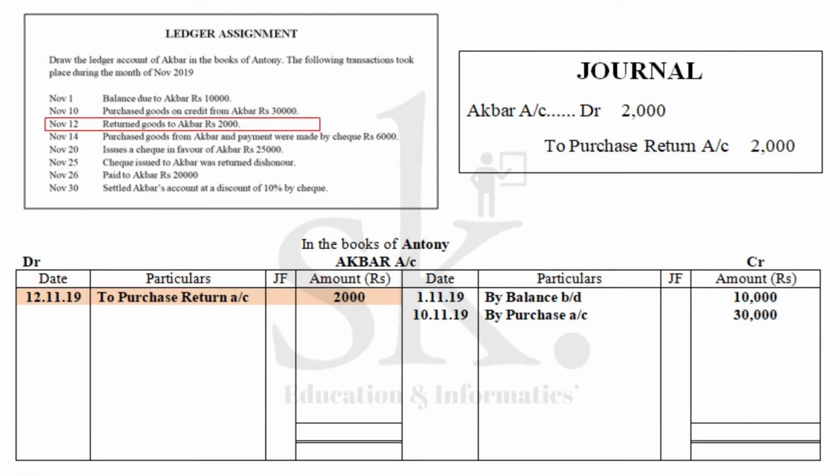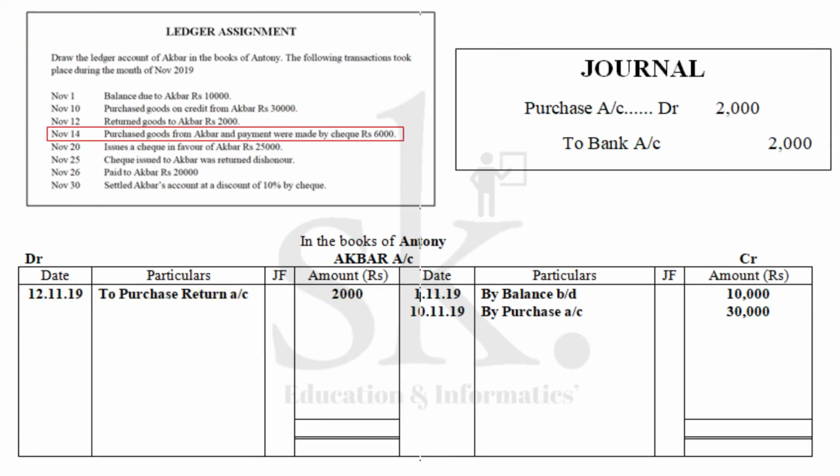Since previously you purchased goods from Akbar, now you are returning them. So it will be purchase return. So Akbar account debit to purchase return. Similarly, in Akbar's ledger account, it will be on the debit side to purchase return with an amount of rupees 2,000. November 14th, purchase goods from Akbar and the payment was made by cheque for rupees 6,000. So the journal entry will be purchase account debit.